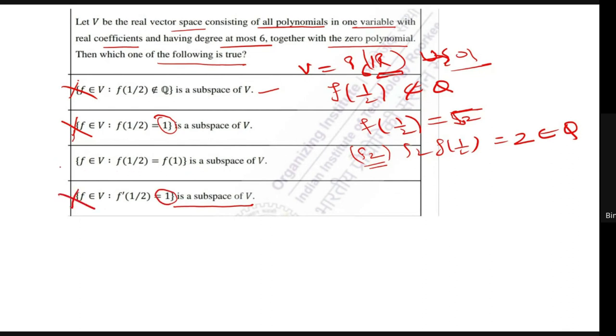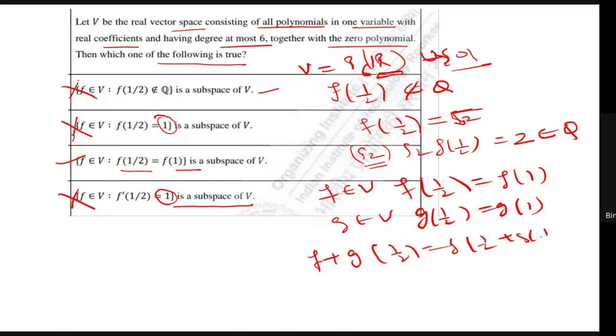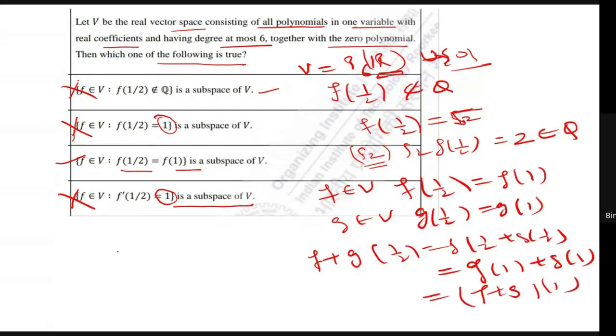Now option 3 is automatically right, but we will discuss it. That is, f(1/2) equals f(1) is a subspace of V. We take f belonging to V, so f(1/2) equals f(1), and g belonging to V, so g(1/2) equals g(1). Then we simply take (f plus g)(1/2), which equals f(1/2) plus g(1/2), and it becomes f(1) plus g(1), which is (f plus g)(1). Similarly, you can check the last option. So option 3 is correct.